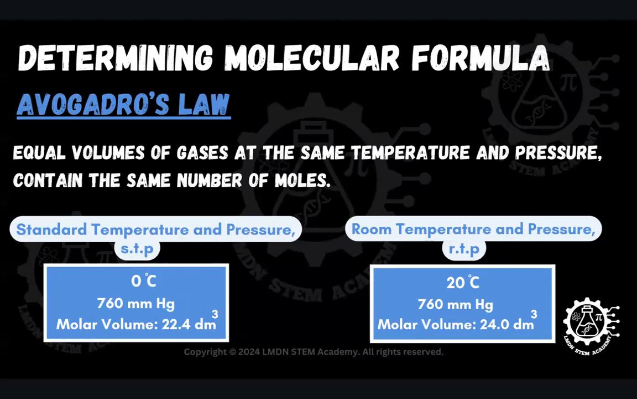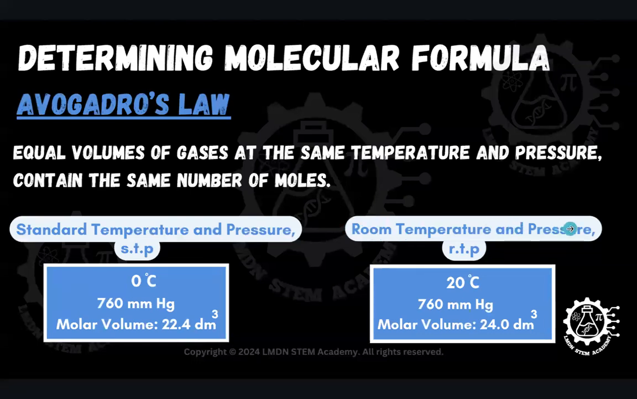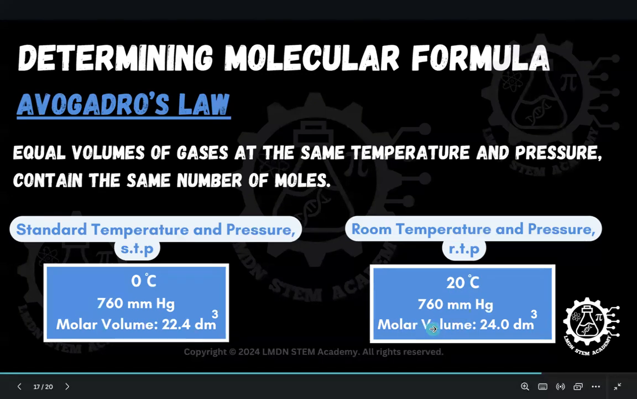So you can imagine you get a question and they're telling you that you're at STP. All gases were measured at STP, so you know that they're under the same conditions of temperature and pressure, and each mole of that gas will occupy 22.4 dm cube. On the contrary, you can have something known as room temperature and pressure. When we say we're at RTP, that's what we mean. We're at room temperature and pressure, where the temperature is 20 degrees C and the pressure is 760 millimeters of mercury. Under these conditions, a mole of a gas will occupy 24.0 dm cube.